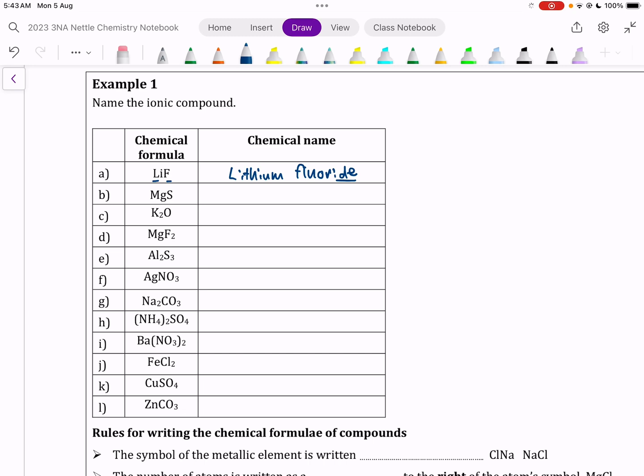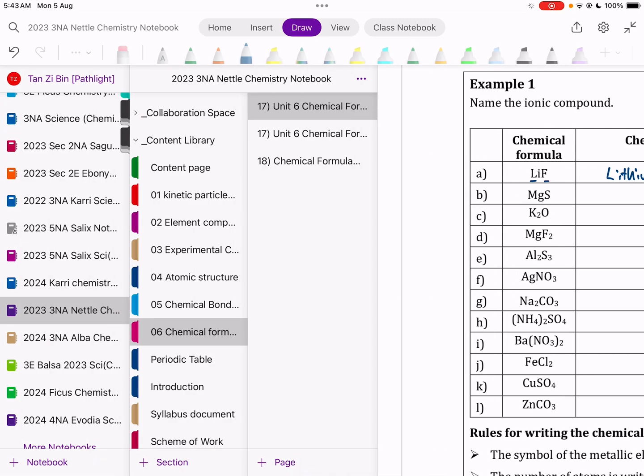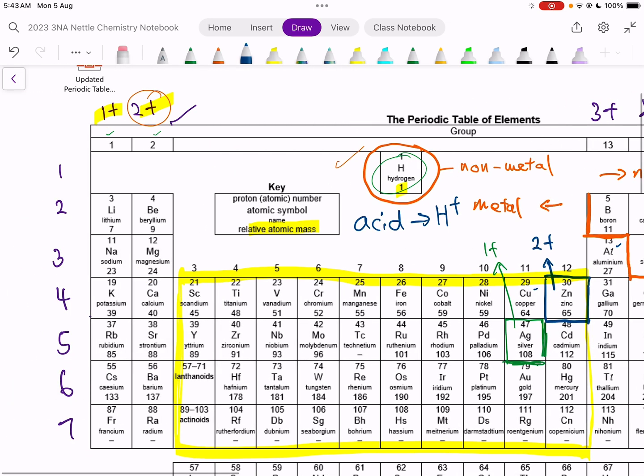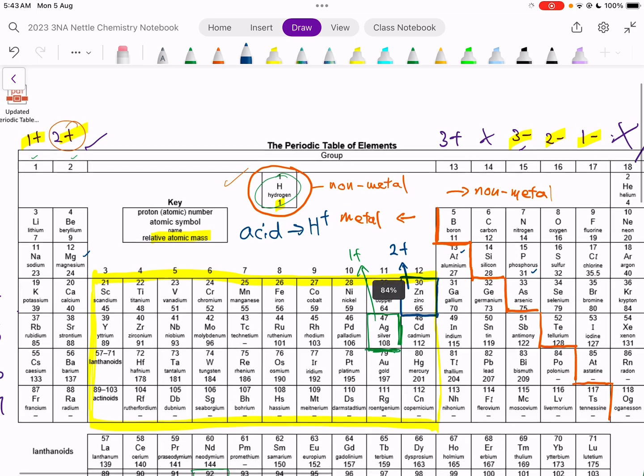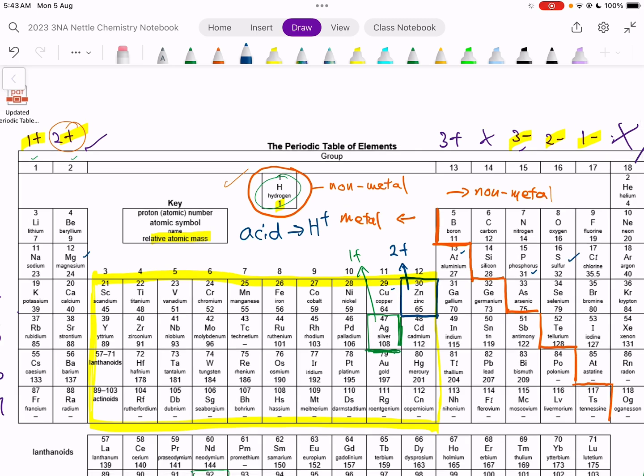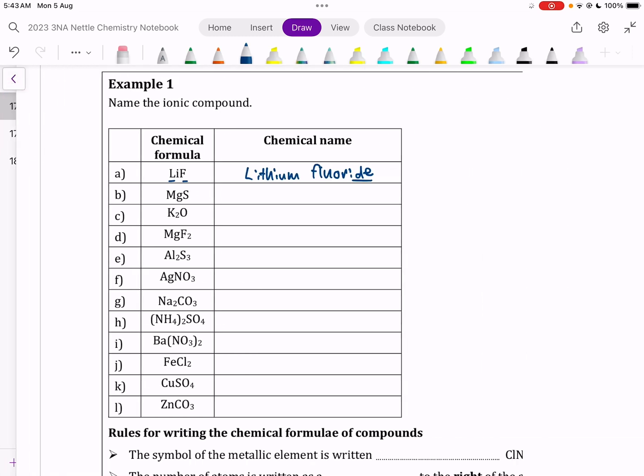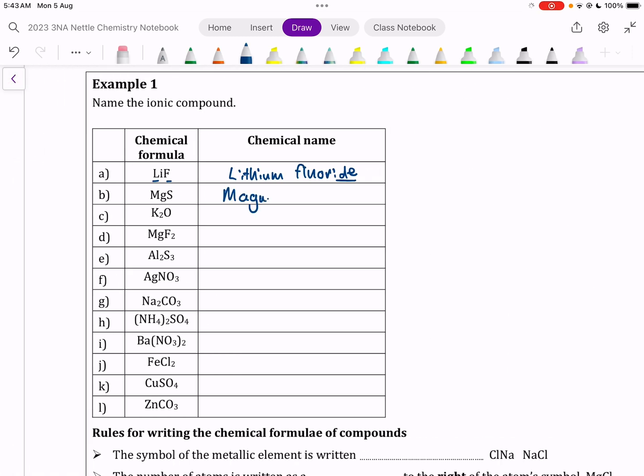Next one, if you look at your periodic table, it will be magnesium, Mg, and then you have S, which is the ion of sulfur, sulfide. So this one is magnesium sulfide. Then the next one will be potassium oxide. Please don't write it as potassium oxygen. Please don't do this.